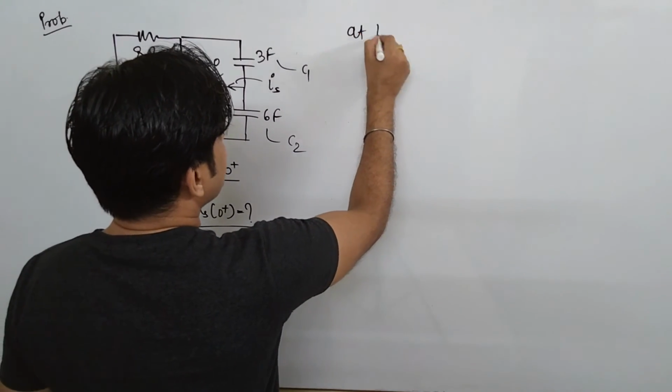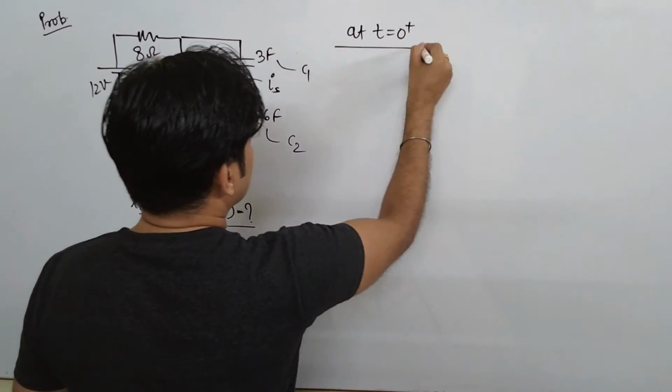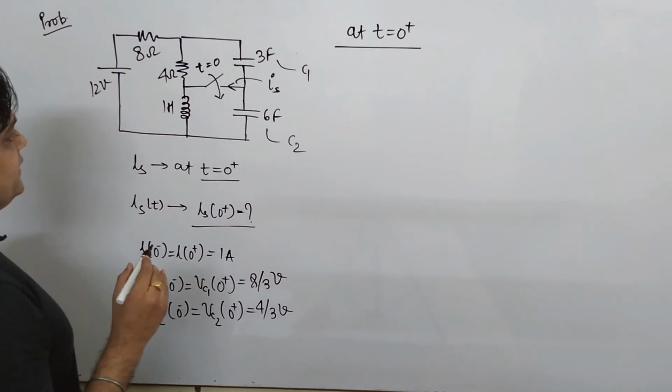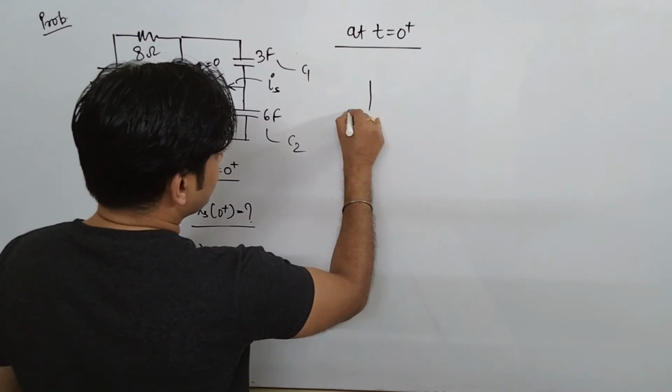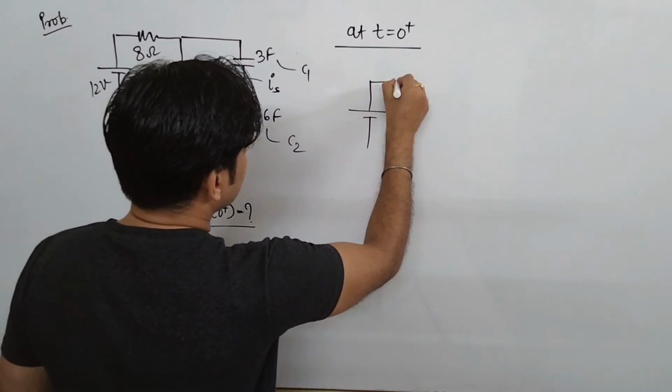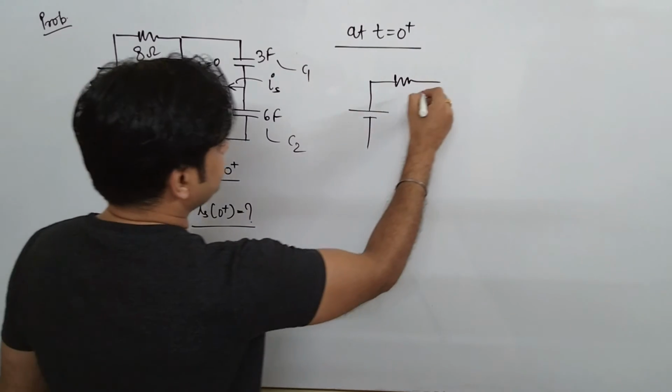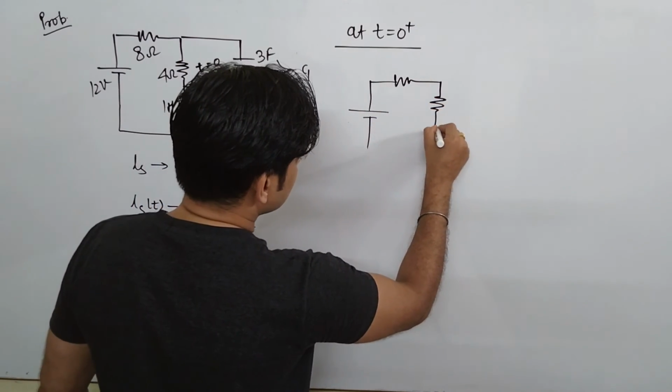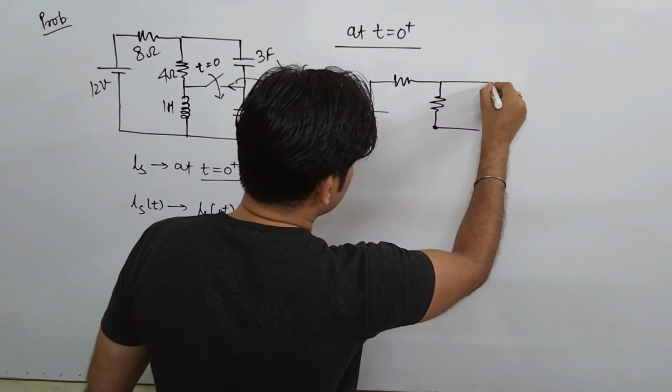Now we draw our circuit at t equal to 0 plus. When you draw the circuit at t equal to 0 plus, see, this is your circuit. The switch is closed.